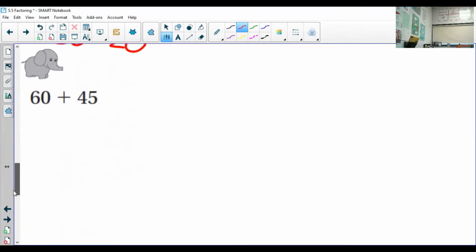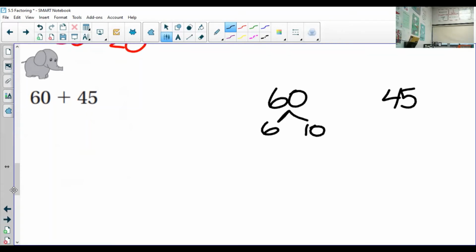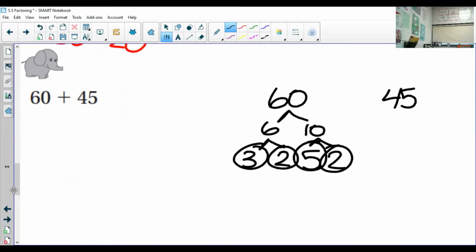Okay, let's do another one. Some bigger numbers, 60 and 45. So I have 60 and I have 45. Let's just break it down. What goes into 60? 6 and 10, right? And then I have 3 and 2, and 10, 5, 2.